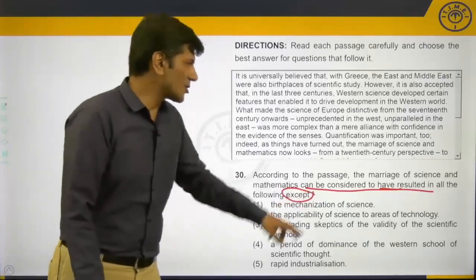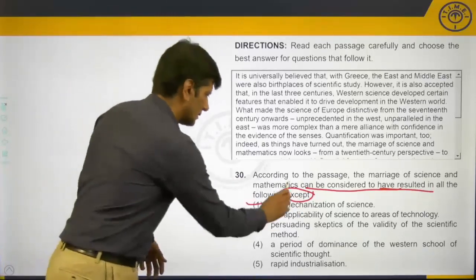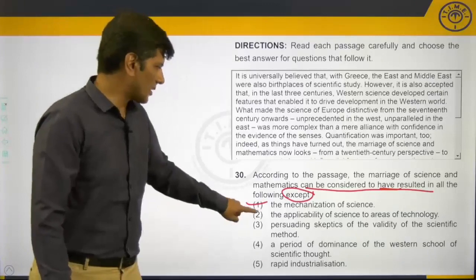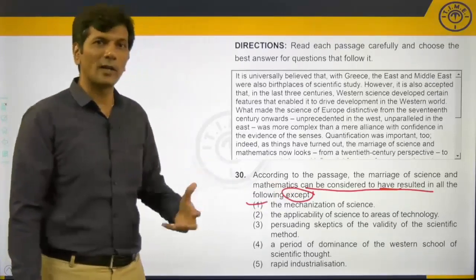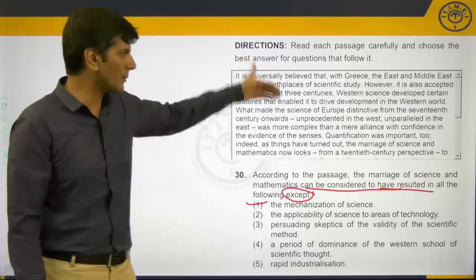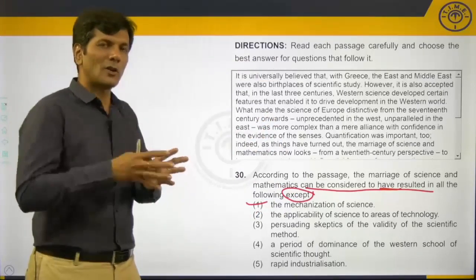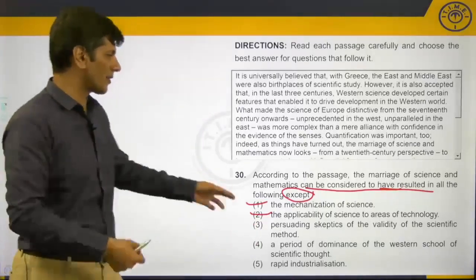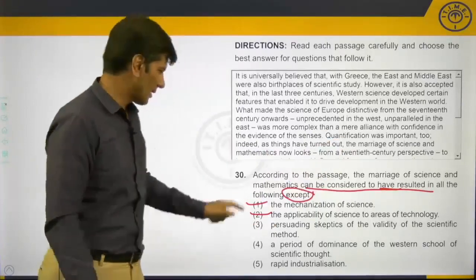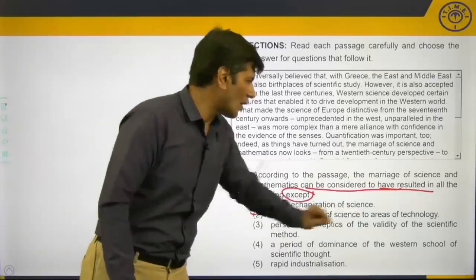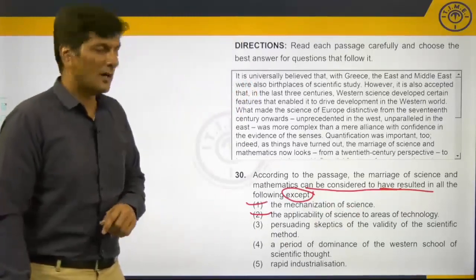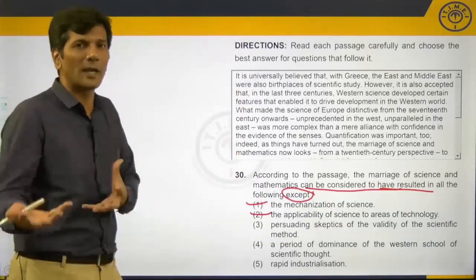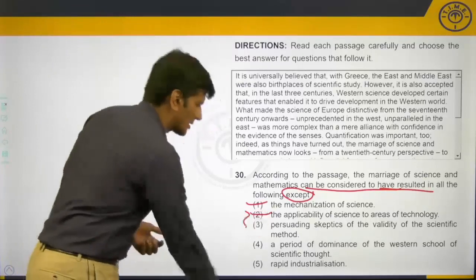First one, the mechanization of science. Yes, of course, it surely resulted in that. Second choice, the applicability of science to areas of technology. Yes, that is given in the last part of the passage where he talks about technological and military hegemony. So it surely resulted in applicability of science to technology. Third one, persuading skeptics of the validity of the scientific method. Persuading the doubters of the validity of the scientific method is something that could not have been a result of it. So this is what makes it questionable.